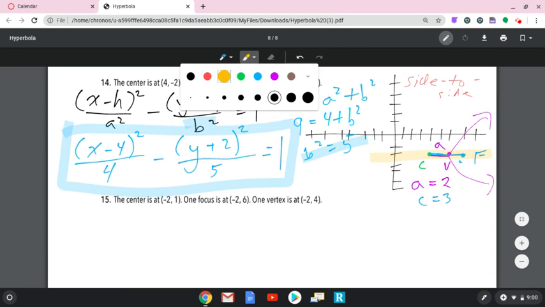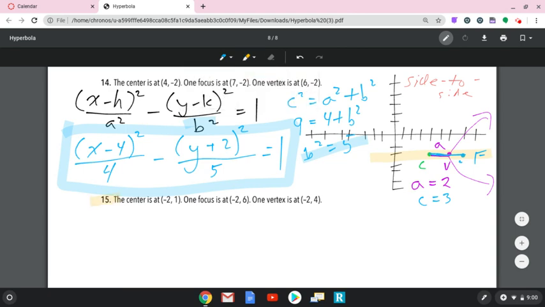All right, guys, 15 is also going to be a homework problem. So you only have 2 problems tonight for homework. It's not too much, an easy day.